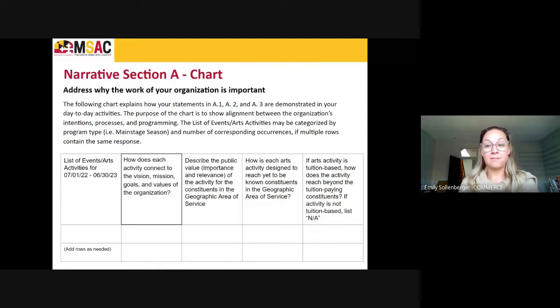And then if this is a new piece connected to the tuition paying constituents: if this particular activity is tuition-based, how does the activity reach beyond tuition-paying constituents? And if it's not, if it's an activity that's not tuition-based, that's okay. You just put not applicable. So that's a lot of information for A, but it really gets to the heart of your mission and why you do the work that you're doing.